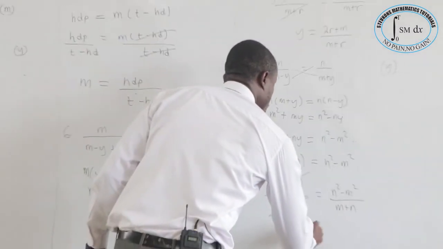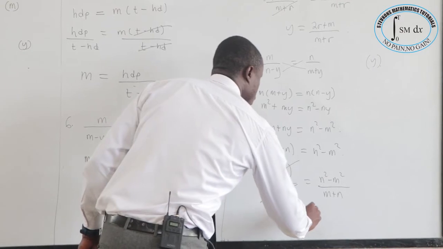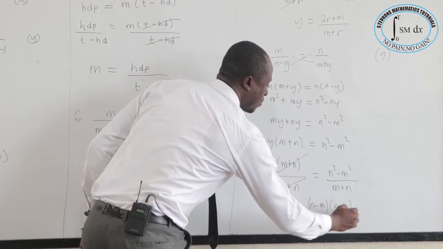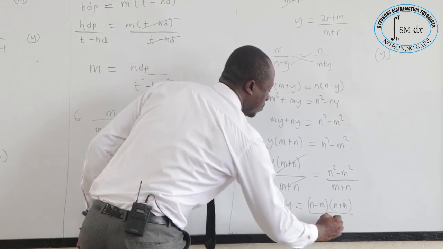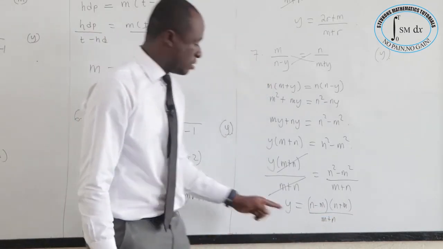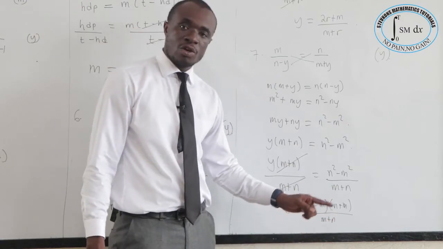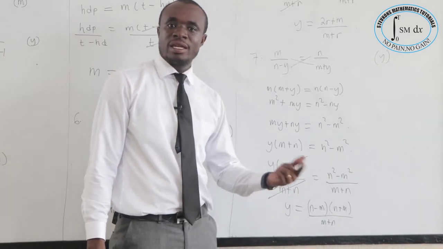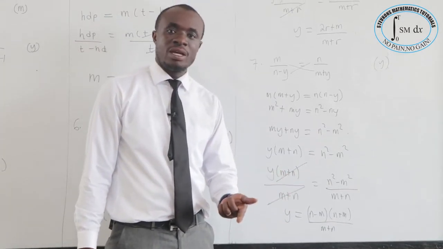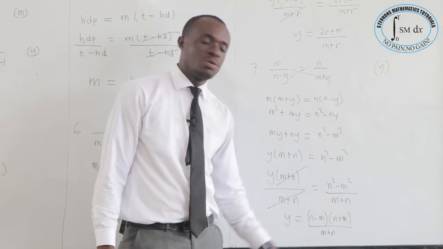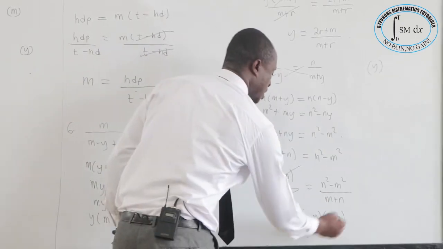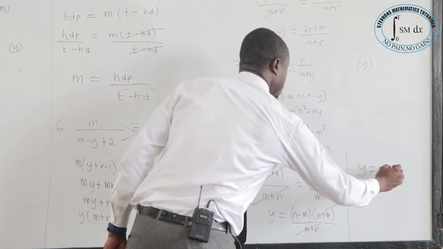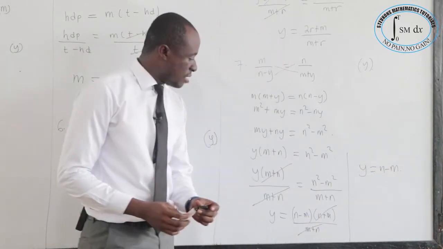So you have y equal to, this is a difference of two squares, (n minus m)(n plus m) all over m plus n. Now, note that addition is commutative. So n plus m is the same as m plus n. In other words, we can say that 2 plus 3 is the same as 3 plus 2. So this and that are the same. Hence, our y is equal to n minus m.